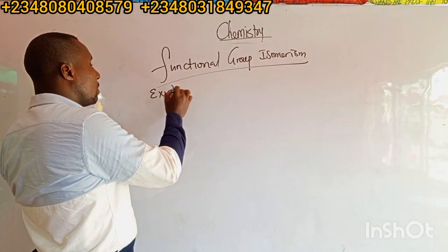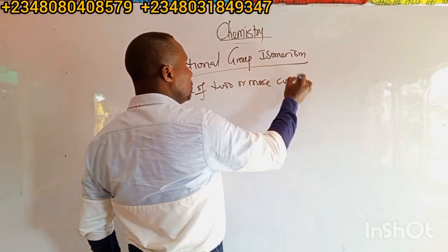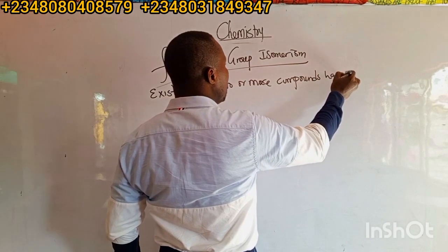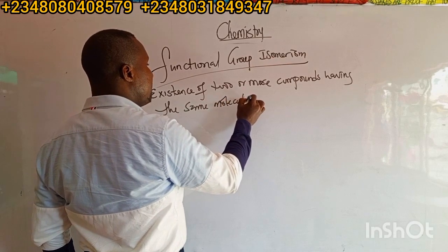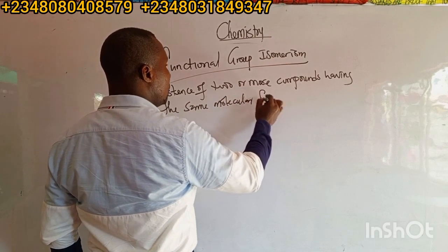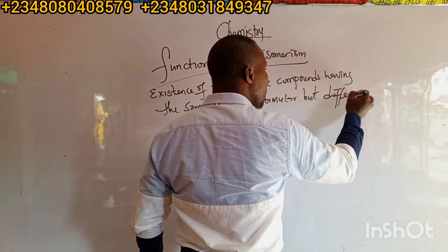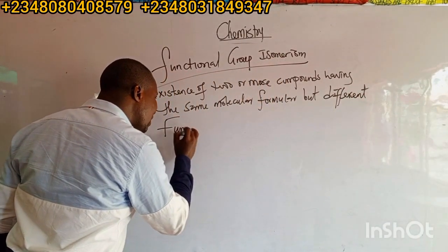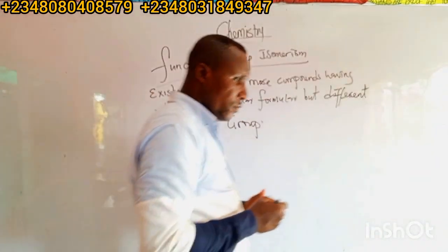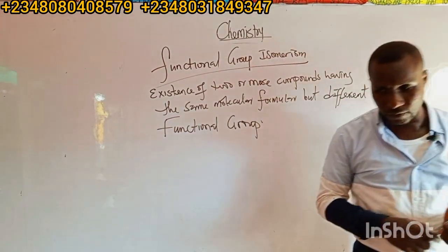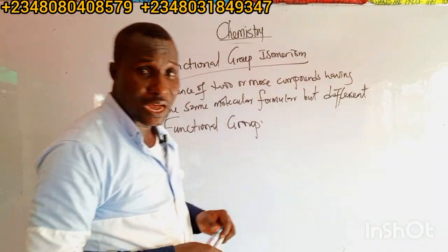Isomerism is the existence of two or more compounds having the same molecular formula but different functional groups. Take note: they have the same molecular formula, but different functional group. I want you to take note of this.